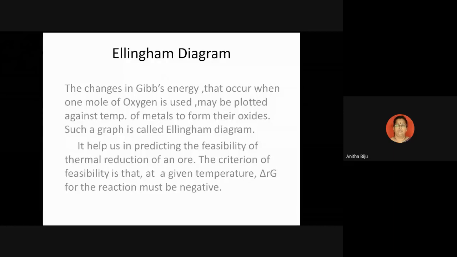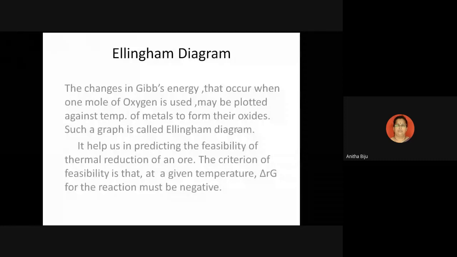Of metals to form their oxide. So, a simple way is we can split the sentence into two. First of all, when 1 mole of oxygen is used for oxidation of metal to form the corresponding oxide. Remember that it is restricted to 1 mole. Second, this is a graphical representation in which change in free energy is plotted against temperature. Change in free energy is expressed in kilojoule per mole and temperature is expressed in Kelvin. So this is the definition part. I hope it is clear to you.